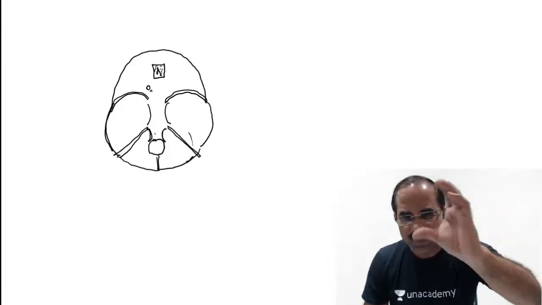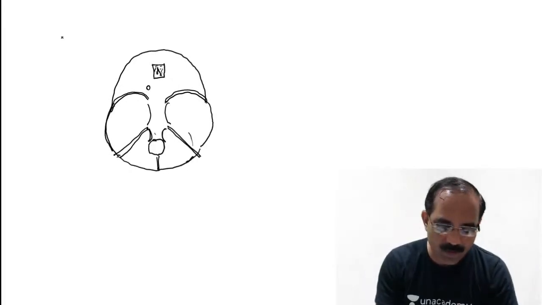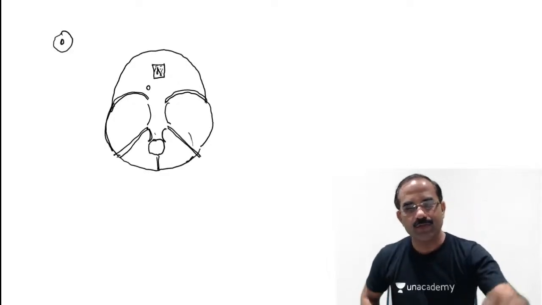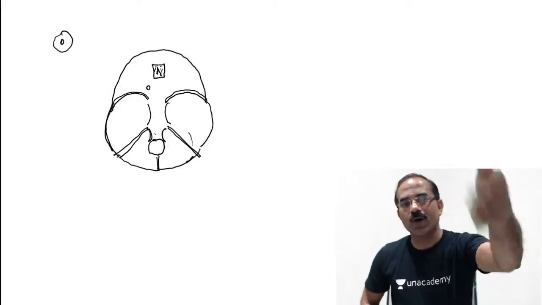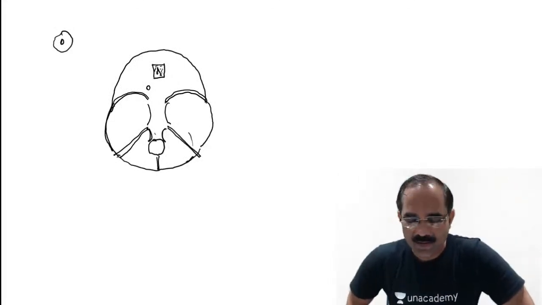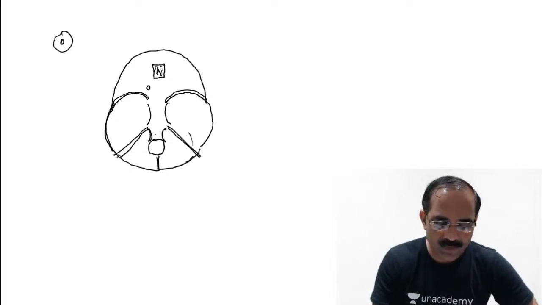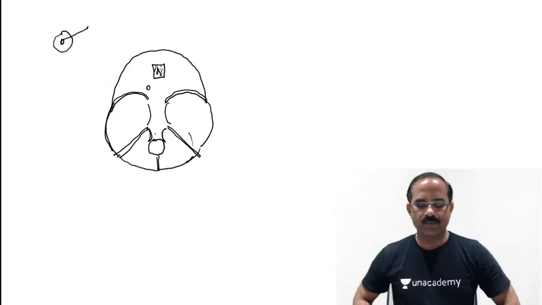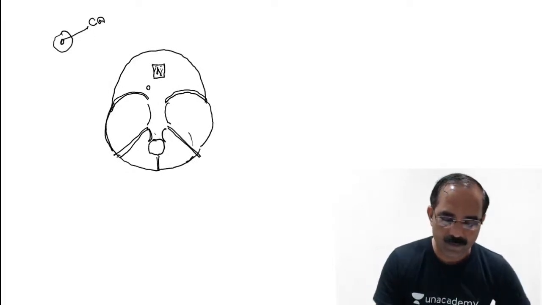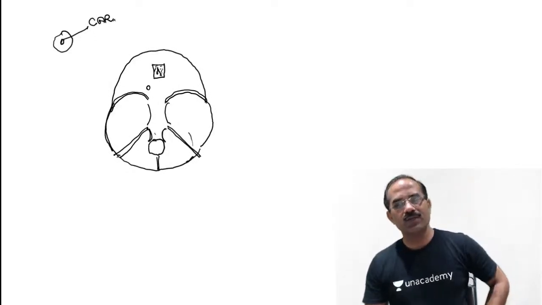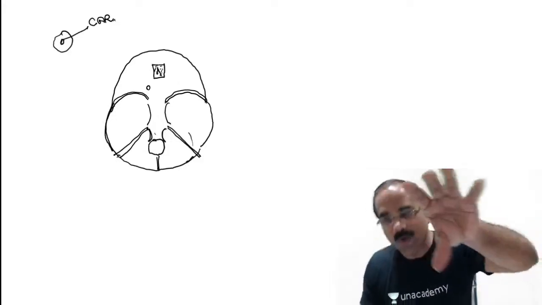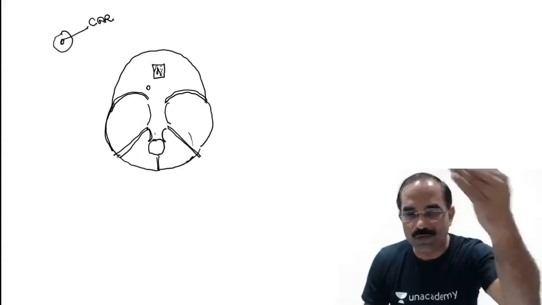And students, is there an artery within the optic nerve? You can say that there is an artery within the optic nerve. If I've drawn this as the optic nerve and I've drawn this as the artery, can you guess the name of this artery? That's the central artery of the retina. So what is passing within the optic nerve is the central artery of the retina.